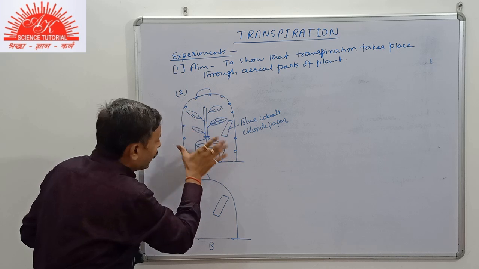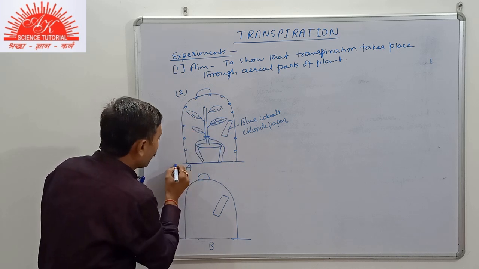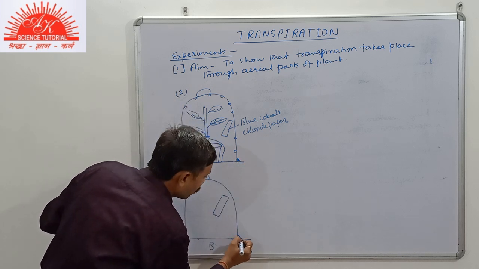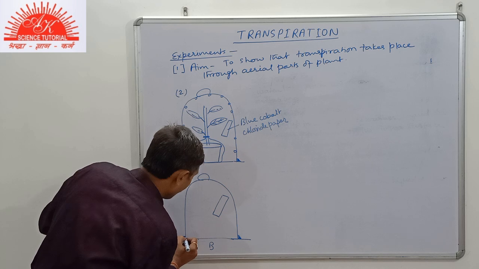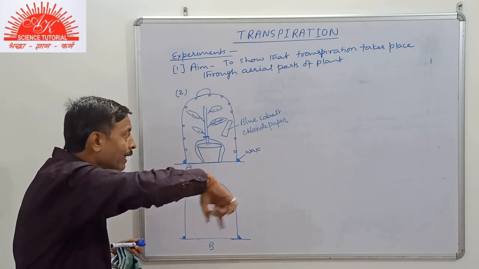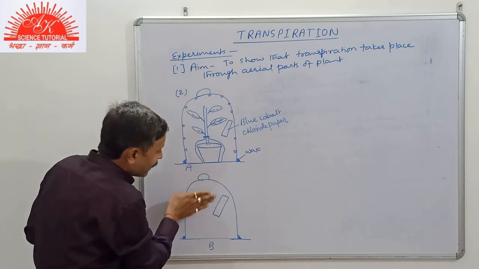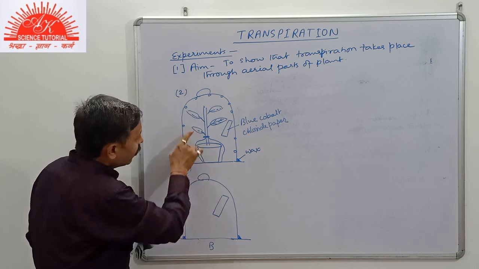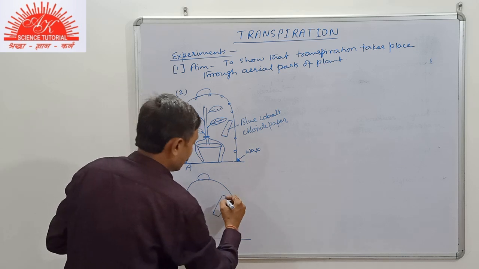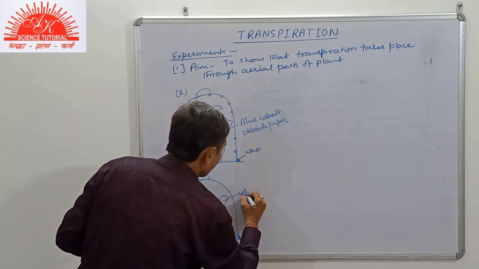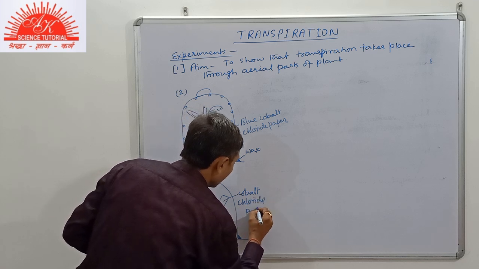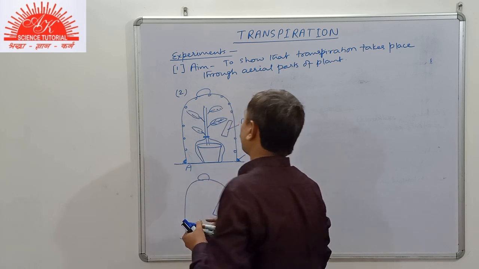It is then covered with a bell jar, and around the bottom of the bell jar some wax or grease is applied to make it airtight. This is wax or grease which will make it airtight. Now, in the second part, that is in B, we have not taken the plant, but here is also the cobalt chloride paper. This will be taken as the control.